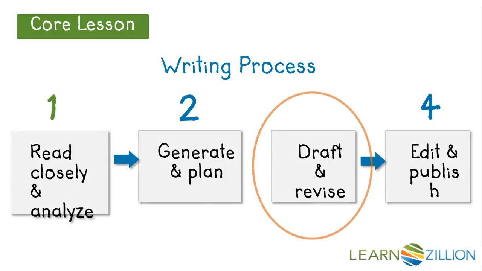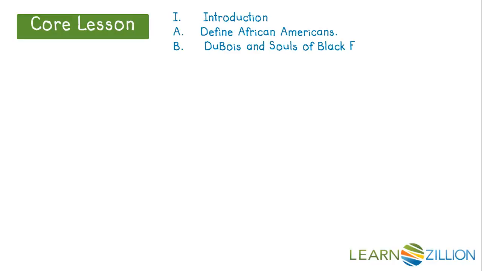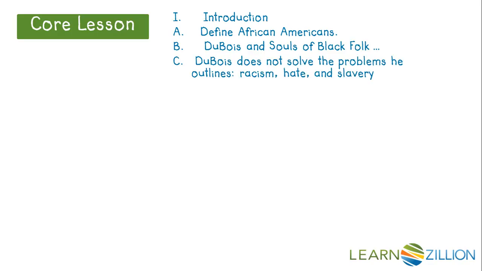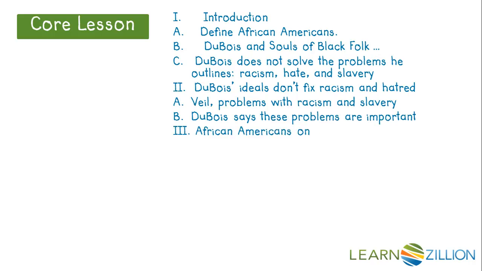So in the writing process, I think I'm ready to draft and revise. So I have an introduction: define African Americans, Du Bois and The Souls of Black Folk. Du Bois does not solve the problems he outlines. Then I introduce my claim. This is my evidence. This is why it's important, the reasoning.